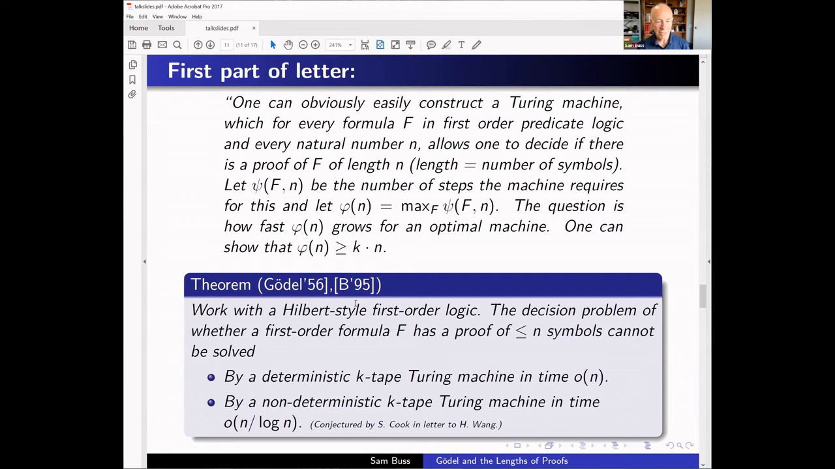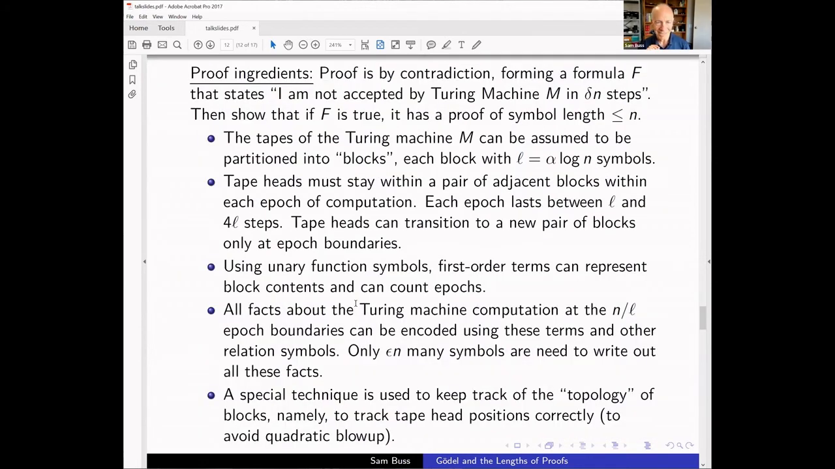And then similarly, Gödel didn't do this, but this is the conjecture of Steve Cook: it also cannot be solved by a non-deterministic k-tape Turing machine in time little o of n over log n. So I was able to give a proof of this some years ago. Without going into any details at all, let me just sort of say the ingredients. And you don't have to read past the first 3 lines of this page, I'll say more than that.